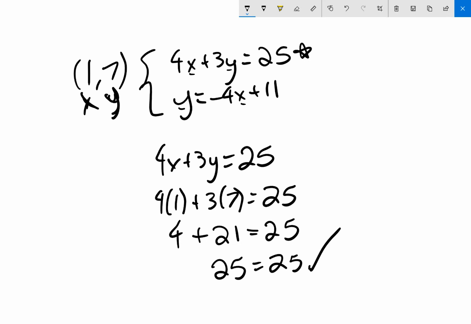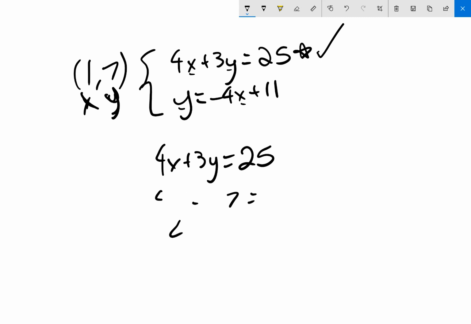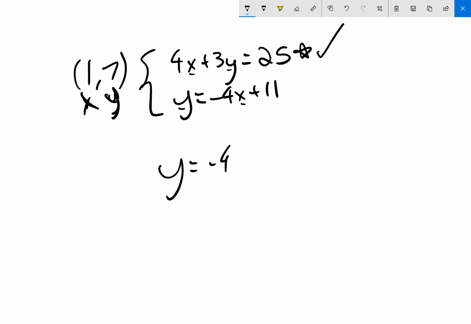So because that's true, that's half the battle, but that's good. That doesn't mean anything right now, but it's a good start. What I need to do now, though, is check the other equation. It's not going to be good enough to just check one. I have to check both. So let's check the other equation. The other equation was y equals negative 4x plus 11. Remember, I'm going to plug in 7 for y, and I'm going to plug in 1 for x. And I'll just see if this all comes out to be what it's supposed to be.